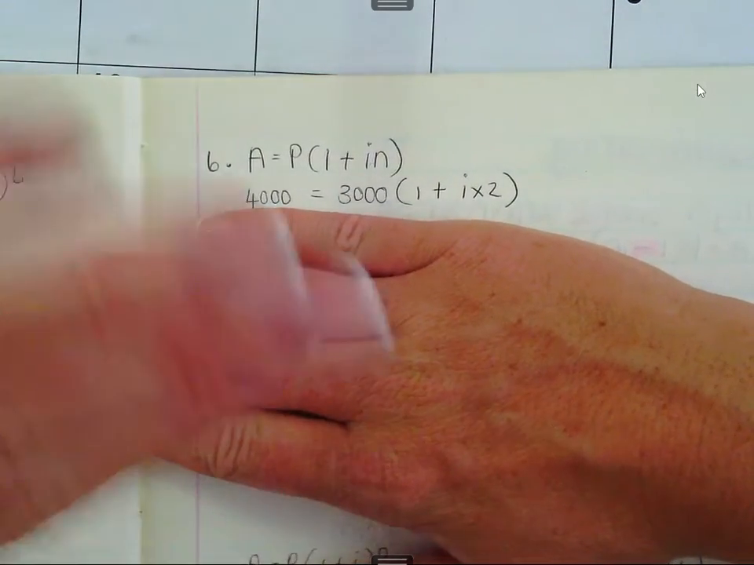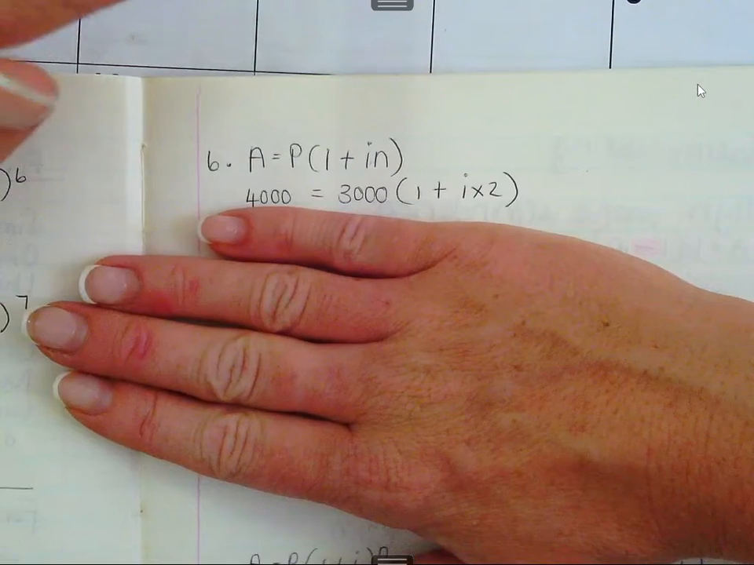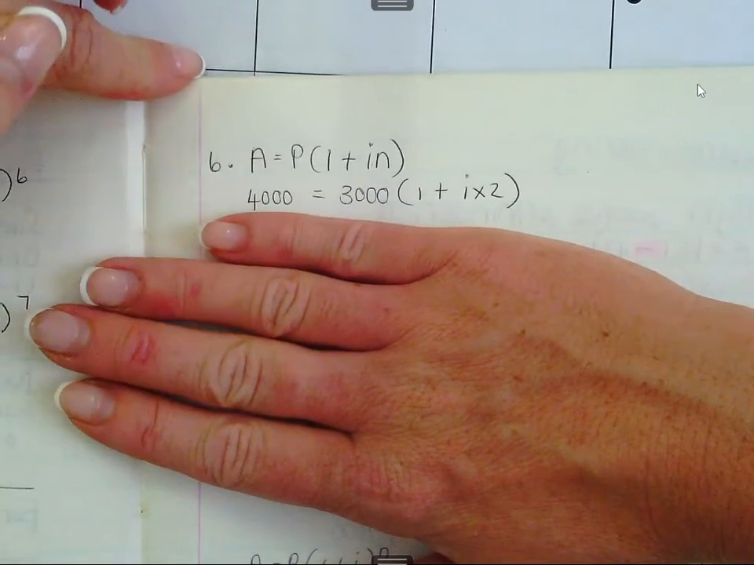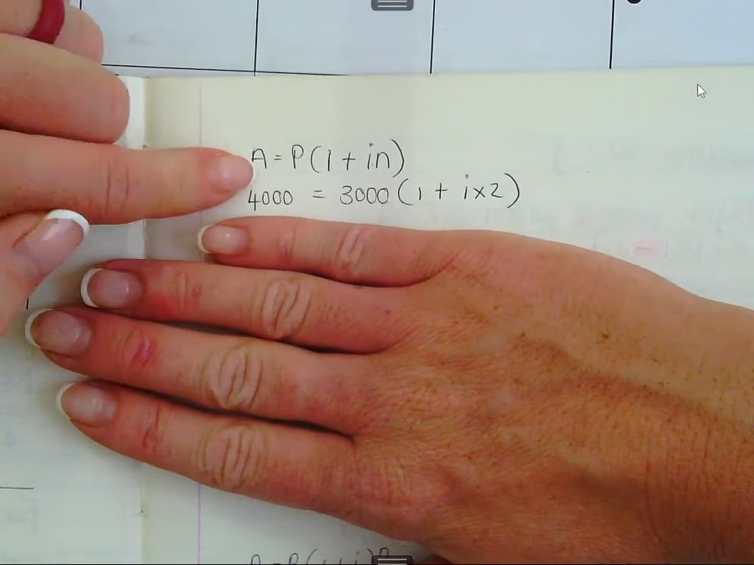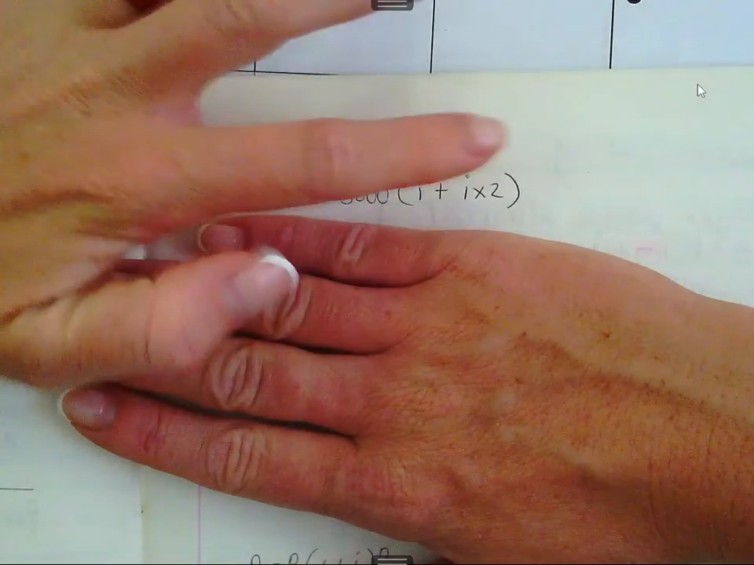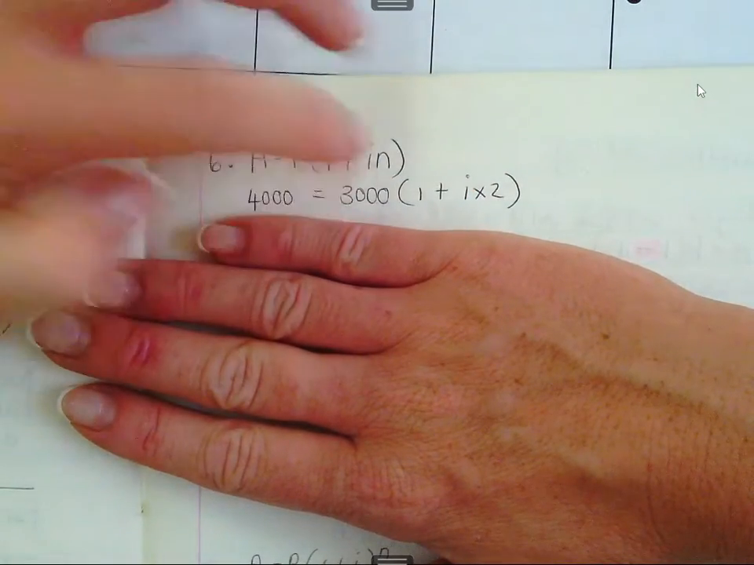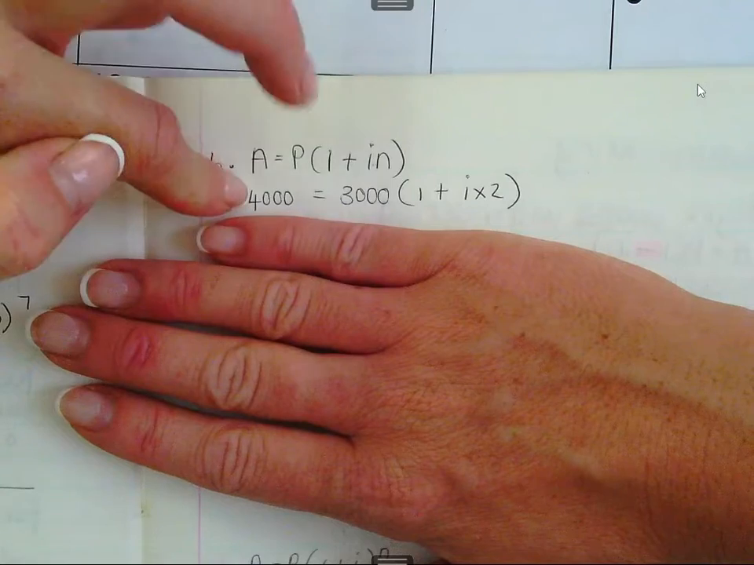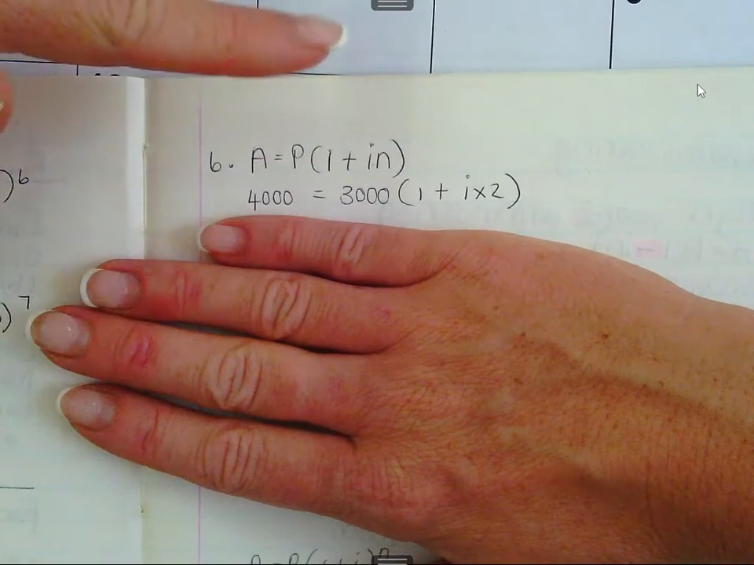So question 6 was the one where you had to find the interest rate. This is with simple interest. So you use the simple interest formula. The amount of 3,000 invested for 2 years to get 4,000 rand. What must the interest rate be?